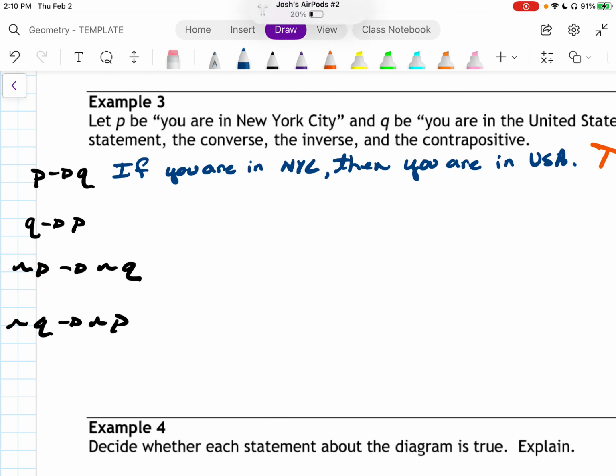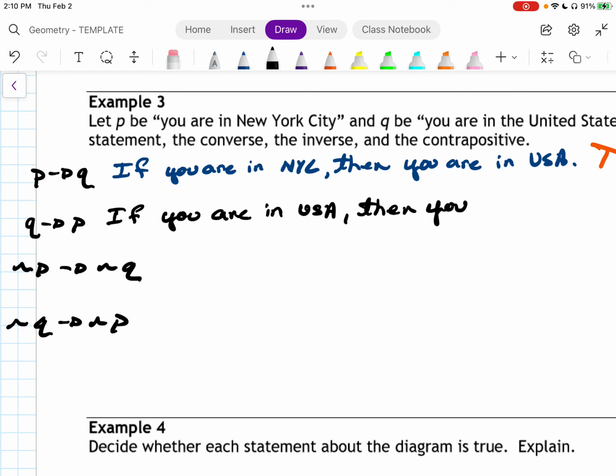We're going to write it backwards. If you are in USA, then you are in New York City. All right, and then we want to think about, is that true or is that false? If you're in the United States, then you're in New York City. That is a false statement, right? Right now I'm recording this video and I'm in Southern Illinois, right? We go to Murfreesboro High School. We're not in New York, but we're in the United States. So this is a false statement here.